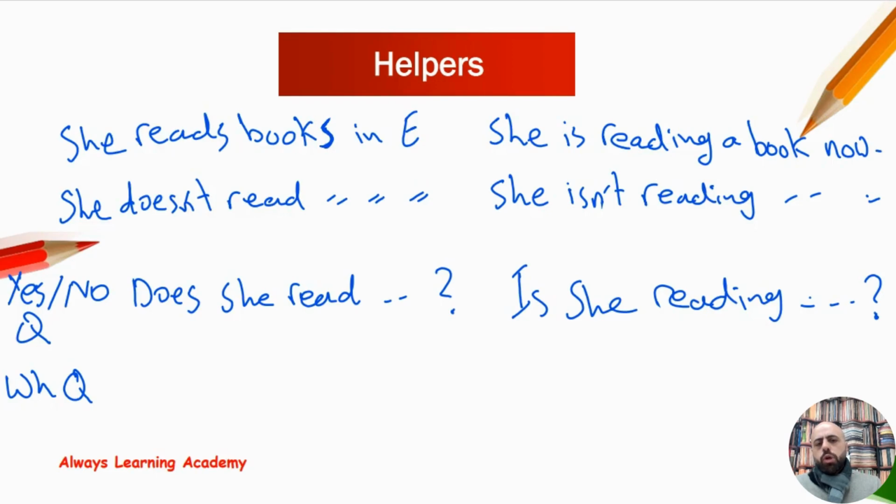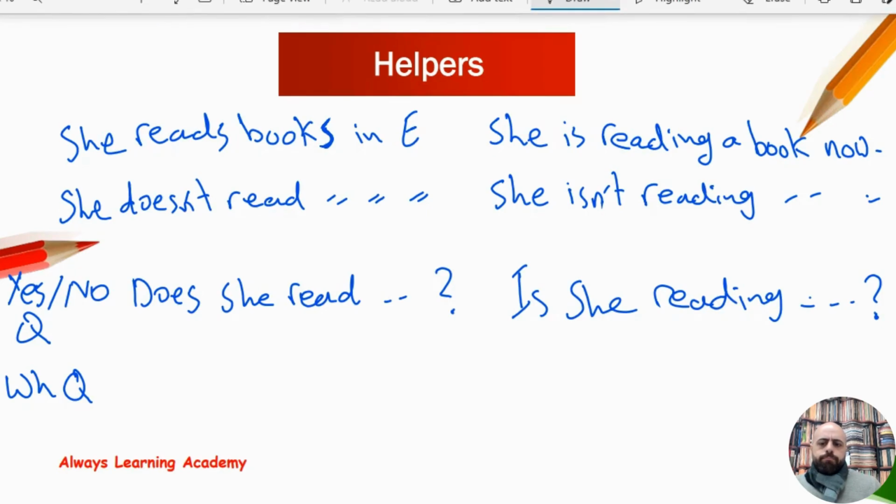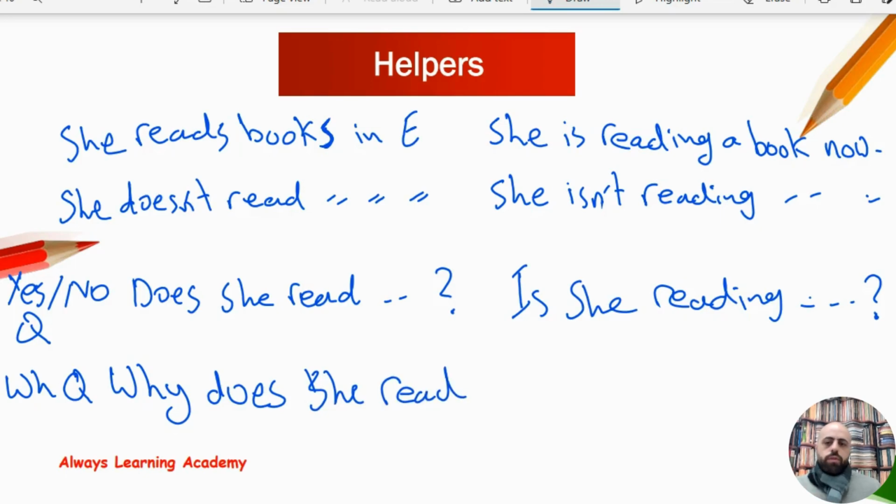Now for WH question, here we have information. Could be about, you are asking about the time, the place, reason, etc. We talked about them last lesson or in unit 1 about question words. But here, if we say reason, for example, we use why. So we say, why does she read the rest of the sentence, she read books in English? So what is the difference?